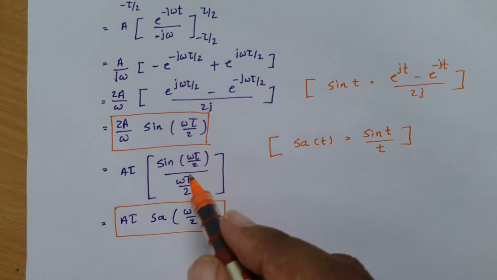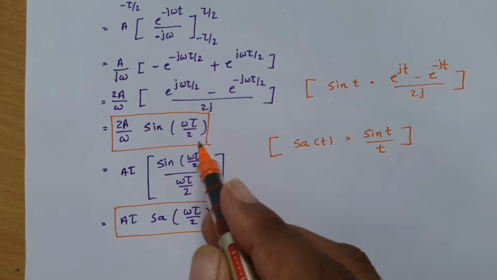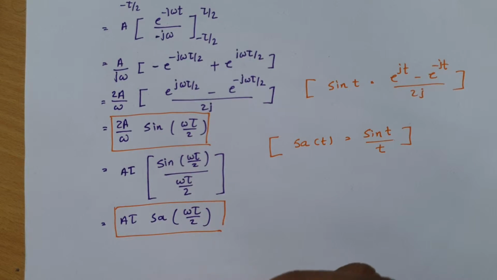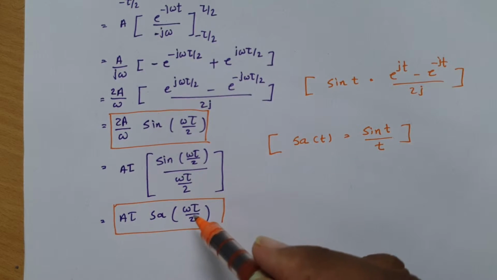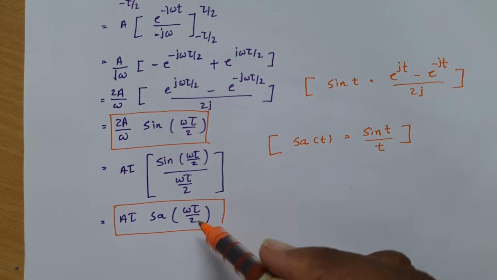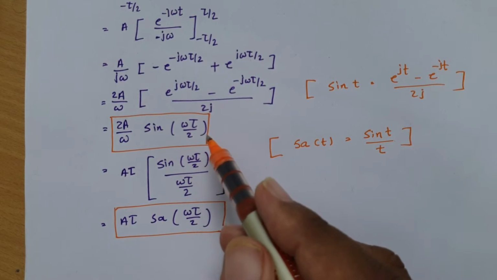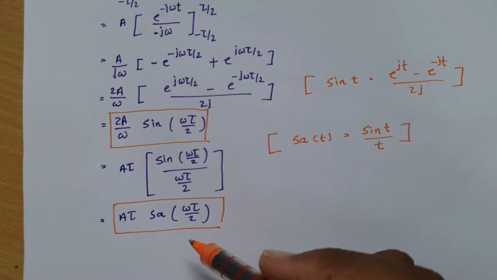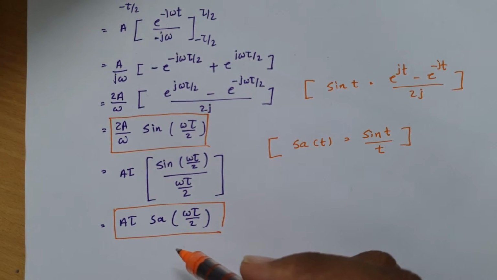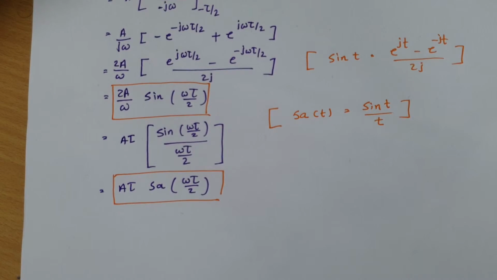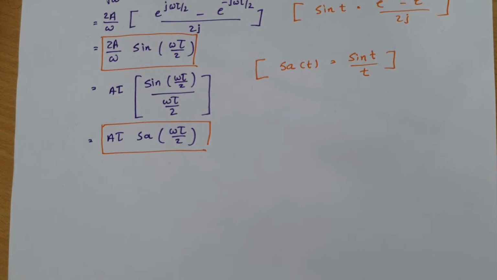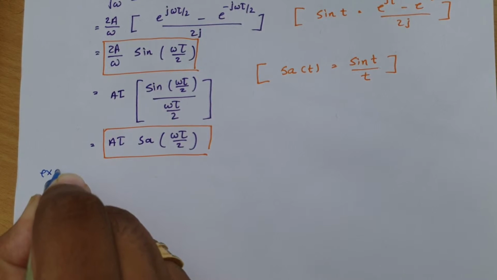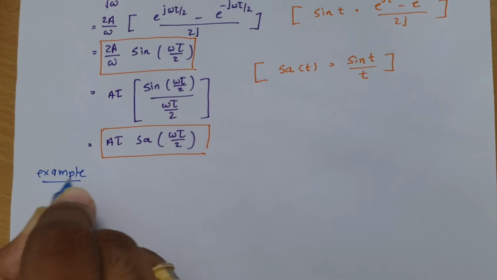So you can have two different ways to represent the answer of the Fourier transform of the rectangular pulse. One is 2A by omega into sin omega tau by 2, and the second is A tau into the sampling function of omega tau by 2. So this is the Fourier transform of a rectangular pulse, or one can say it is the Fourier transform of a gate function. Now sometimes there might be some examples, so I'll give you one problem on how to identify by using this function. Let us have one example here, so it will be more clear.